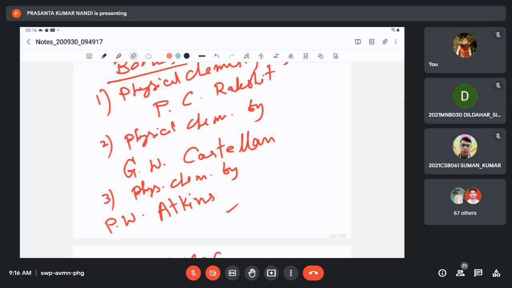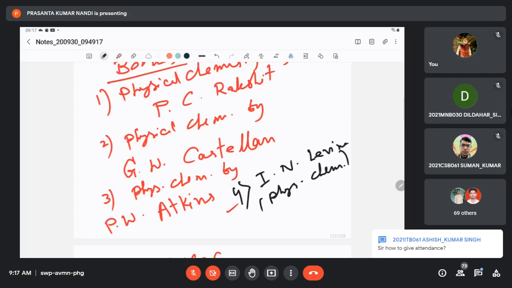G.W. Castellan, Physical Chemistry by P.W. Atkins. Another book is I.N. Levine. That is the fourth book also there, that I can add. That is also a nice book. That is I.N. Levine, physical chemistry. It is also a physical chemistry textbook. This is also a very good book.